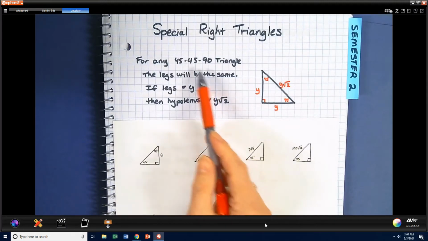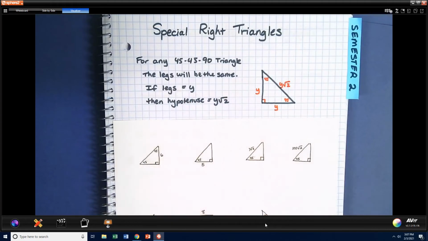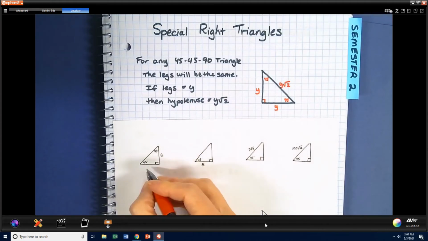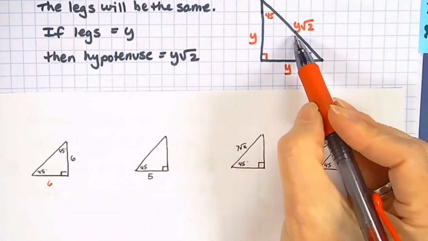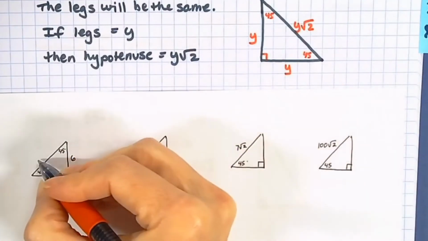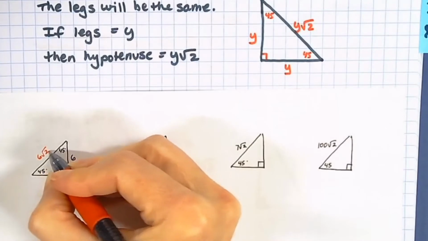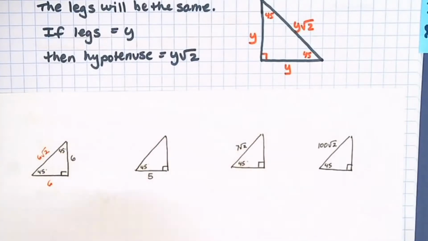Well, we know that in a 45-45-90, the legs will be the same. So if this side is given as 6, then the other leg is also 6. And the hypotenuse is just the leg times root 2, so my hypotenuse is 6 times the square root of 2. Let's do that again.